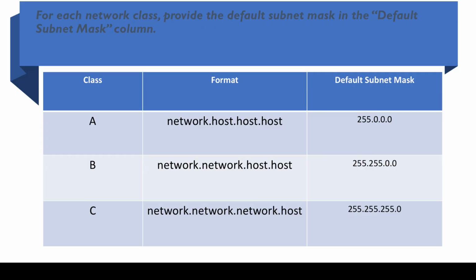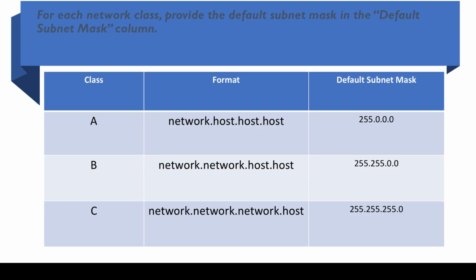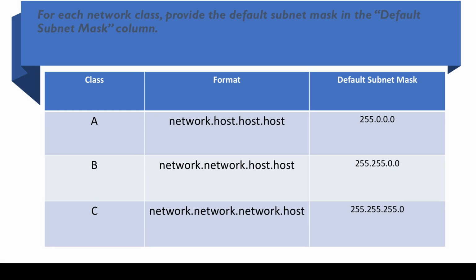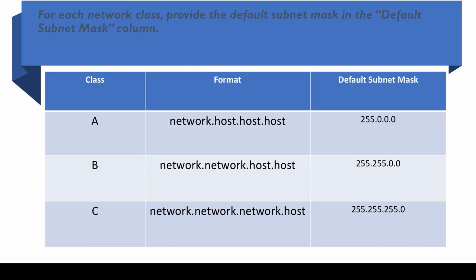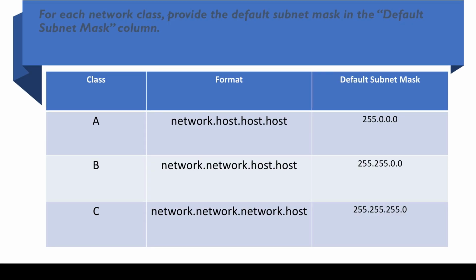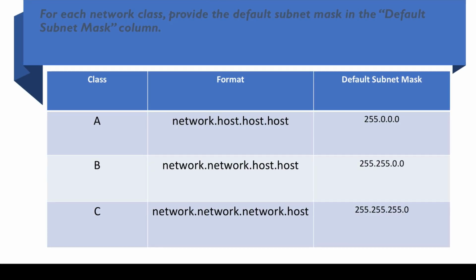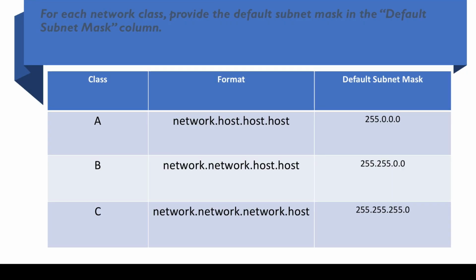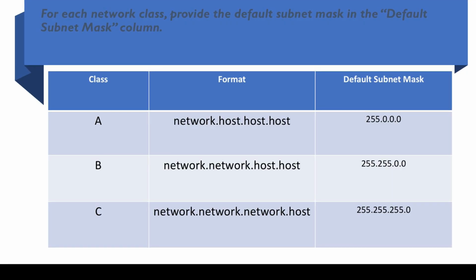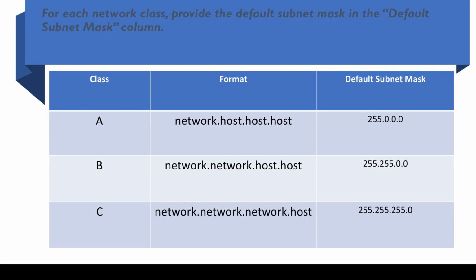And the next question is, for each network class, provide the default subnet mask in the default subnet mask column. Class A is 255.0.0.0, Class B is 255.255.0.0, and Class C is 255.255.255.0. Subnet masks show which part of an IP address identifies the network and which part identifies the device.